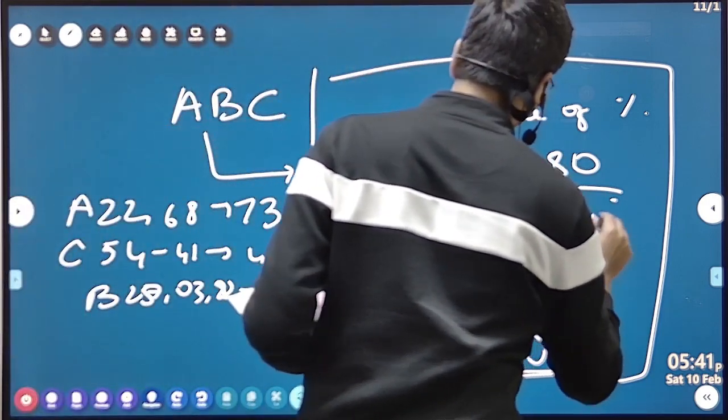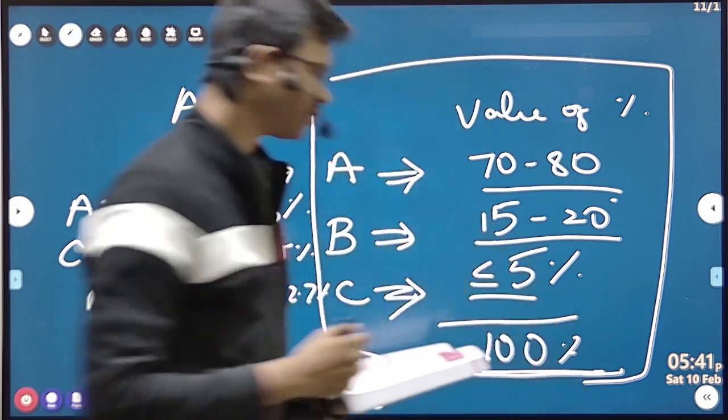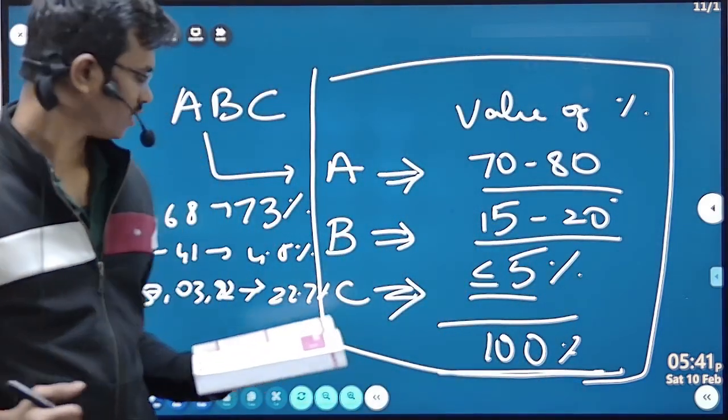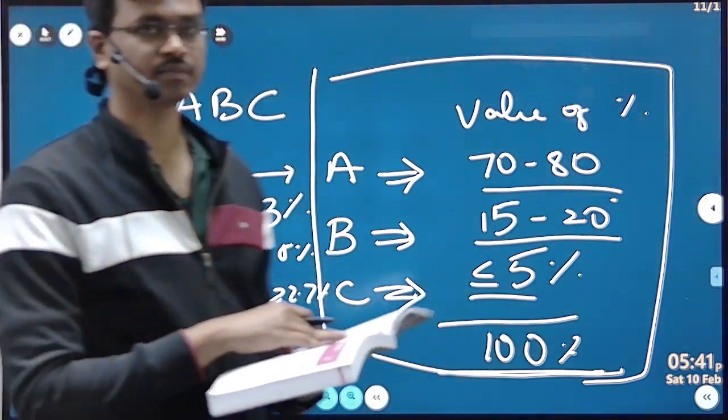(15 to 20%), and C will be less than 5%. Okay, this should be your inventory levels for ABC analysis. Fine.